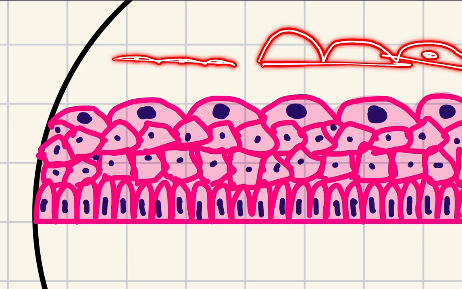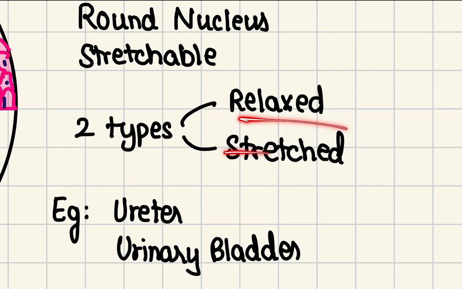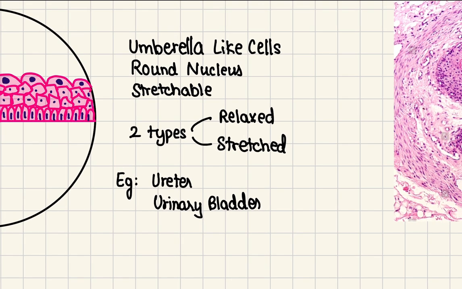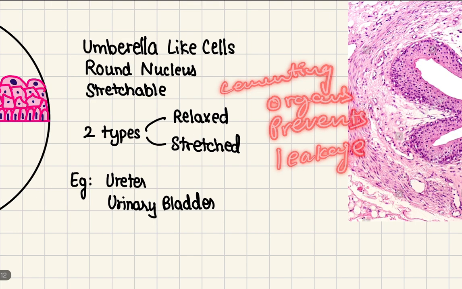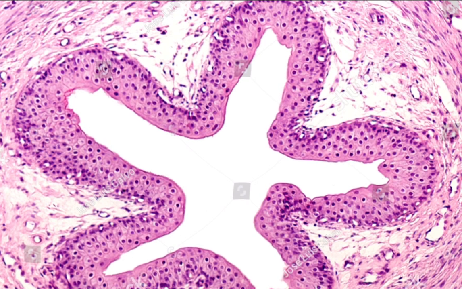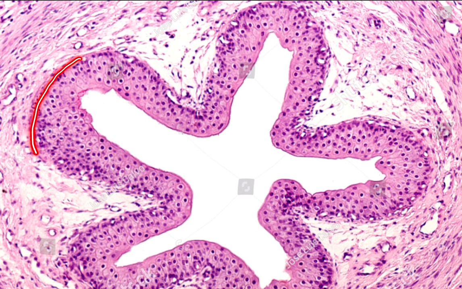You can find them as two types, relaxed and stretched. Alright, they help in cementing the organs so that the liquid or fluid does not flow out. So this is found mainly in the ureter and urinary bladder. This is a slide of the urinary bladder. Sorry, the ureter. My bad. You can see the umbrella cells over here very clearly.